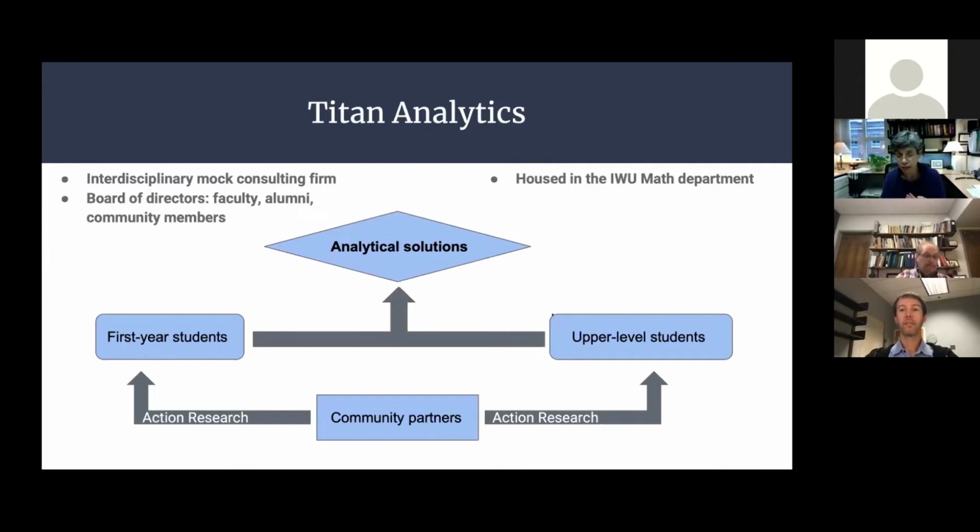She has put us in contact with the community. She has helped us do all this. But you see, basically, the upper level and lower level students are talking to each other, and also connecting with community partners, etc. So I'll stop here because I'm keeping an eye on the clock.